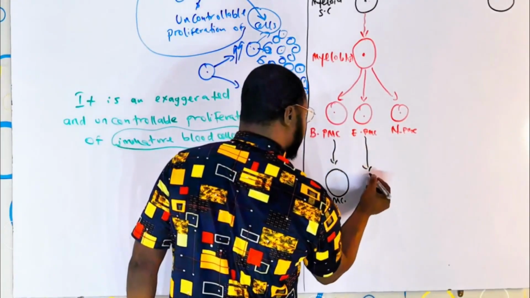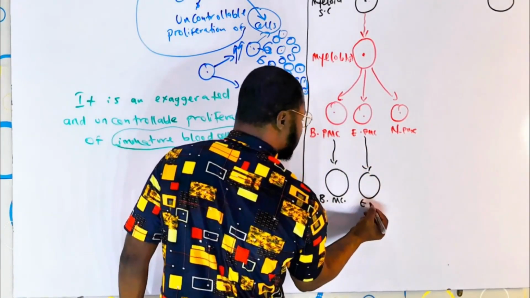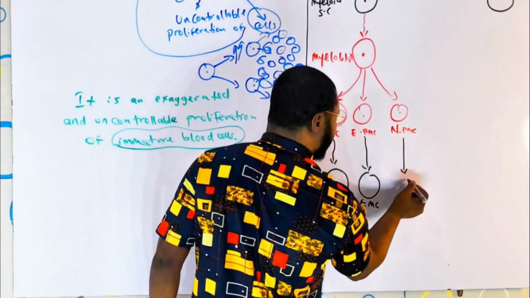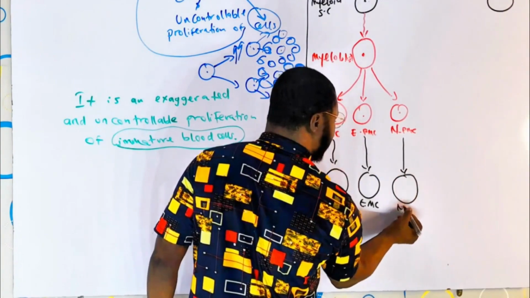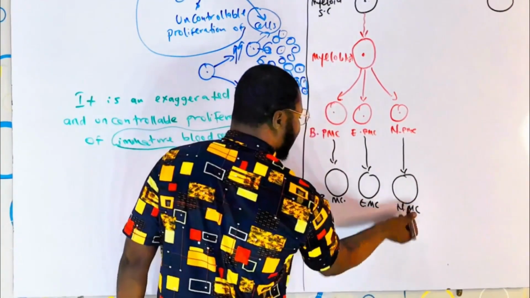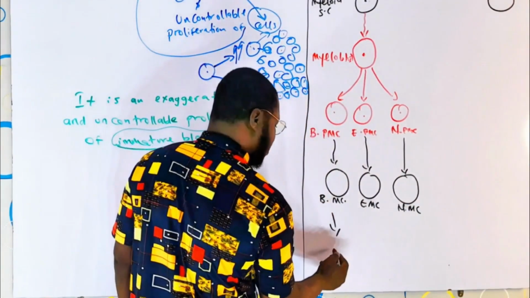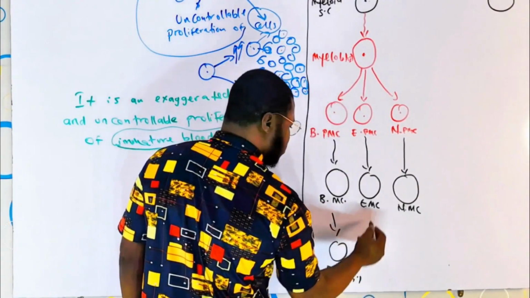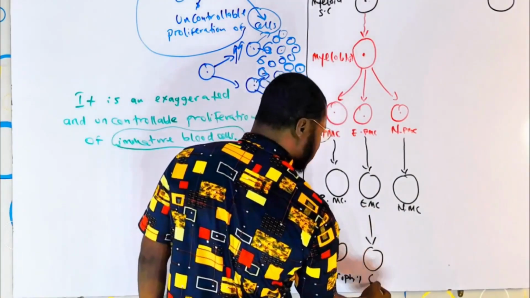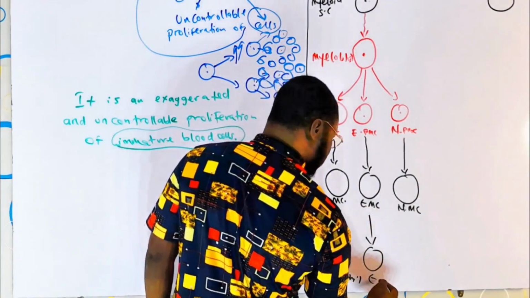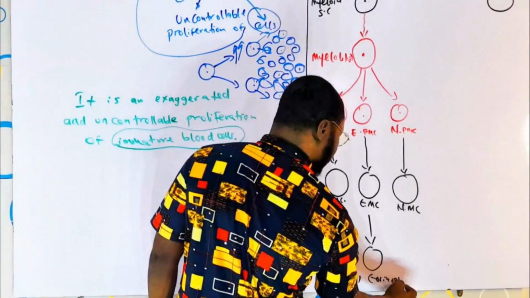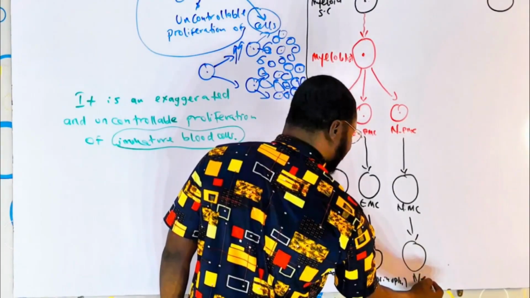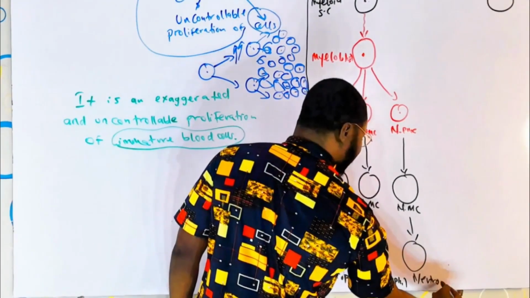And this guy will form the eosinophilic myelocyte. And then this guy is going to form the neutrophilic myelocyte. Now after that, they become the mature cells. This guy becomes the basophil, which stains with blue dyes. This guy becomes the eosinophil. That is red. And this guy is neutral, so we call it the neutrophil because it can absorb both the blue and the red dye.